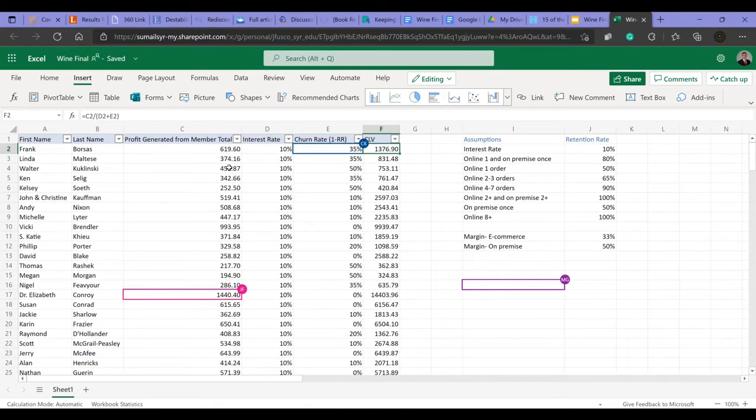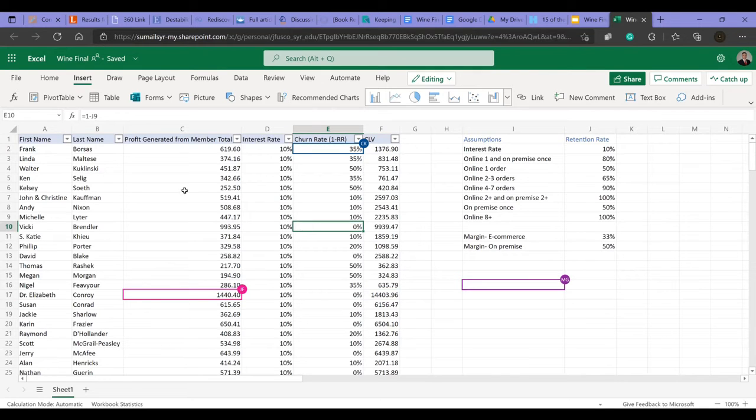Taking this with someone else who has a different churn rate, let's say someone like Dr. Elizabeth Conroy, for example, she had on-premise and in-person sales. That gave her a churn rate of 0% because we figured if she had multiple online and on-premise orders, that gave her a retention rate of 100%. And plugging in the same interest rate of 10%, this gives her a customer lifetime value of $14,403.96.